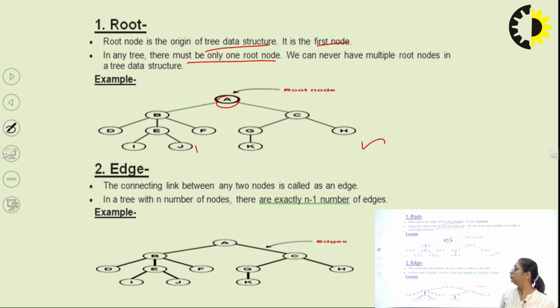The second terminology is the edge. What is an edge? The connecting link. A link between any two nodes is called an edge. So these all are edges between two nodes, or we can say the connection between the nodes is known as the edges. So the connecting link between any two nodes is called an edge. If in a tree n number of nodes exist, there exist exactly n minus 1 edges.